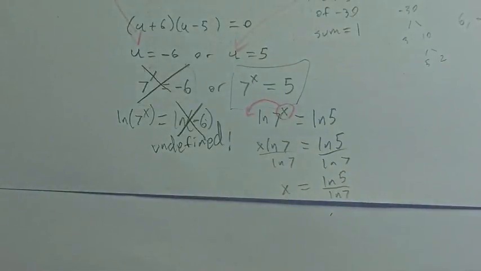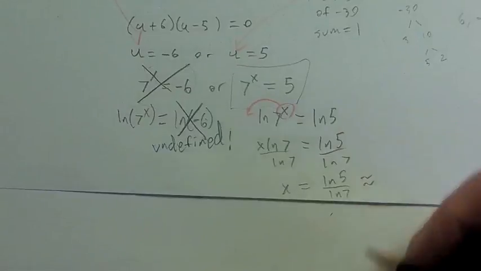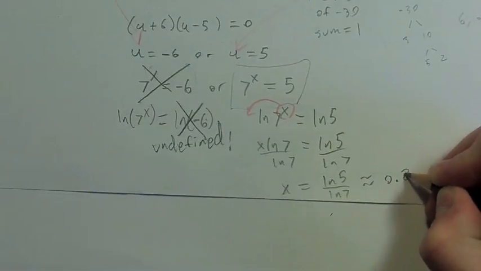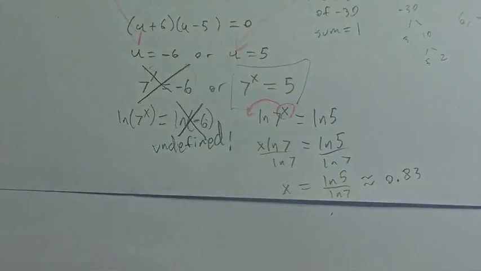Which comes out to be, when you plug it in your calculator, I won't go to the trouble this time of actually showing you, but it comes out to be about 0.83 when you do it. So there are exponential equations. Now let's turn our attention to log equations and see what happens there.